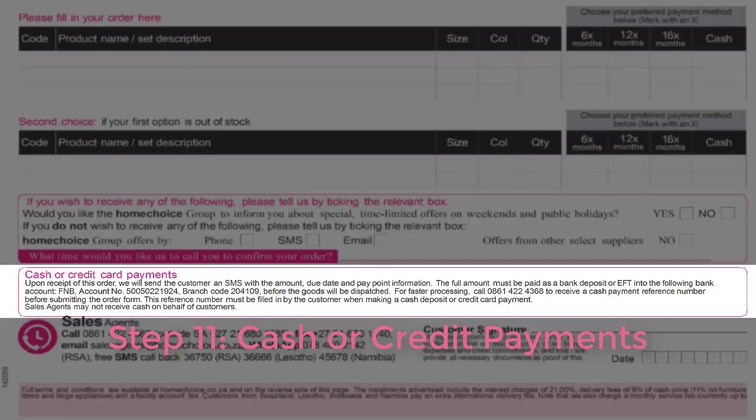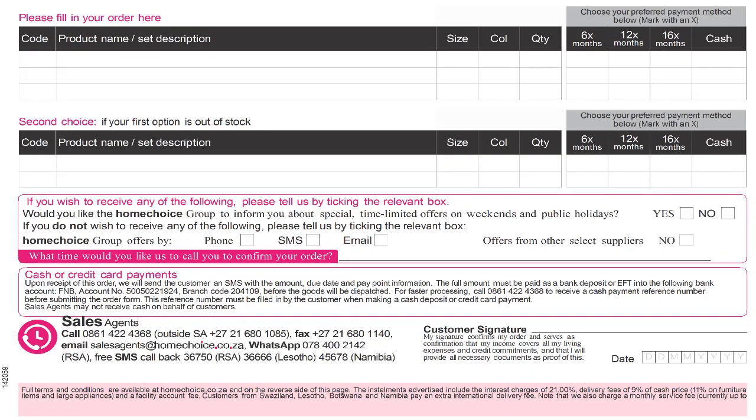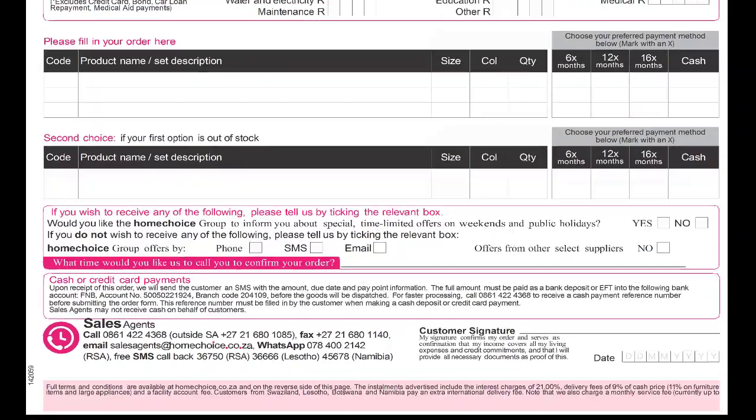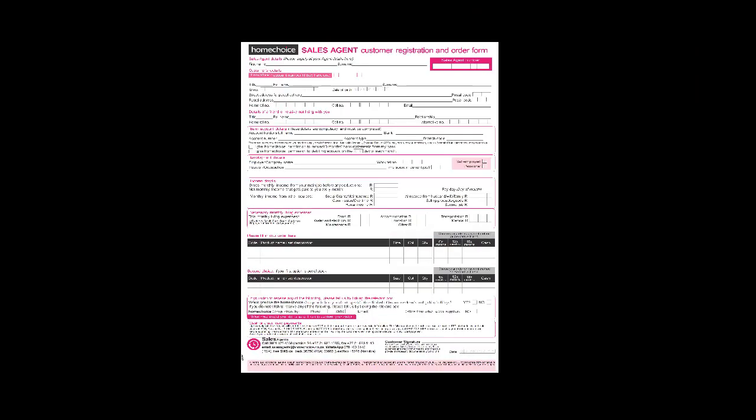The cash or credit payment section informs the customer of the payment that is to be made. Once the order has been processed successfully, the customer will receive an SMS with our banking details as well as paperwork information and a reference number for her payment to be made. Lastly, to finalize the order, the customer must sign and date the order form. And with these 12 easy steps, we can ensure that we process our customers' orders successfully.